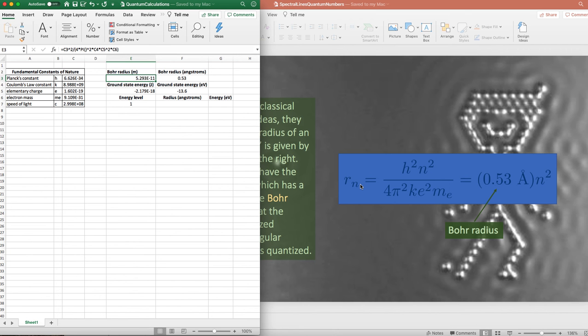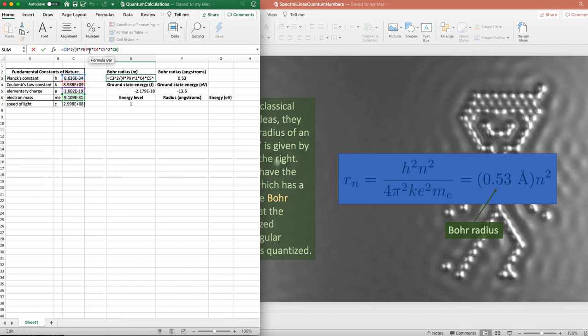So n equals 1. And so to calculate it, we need to take Planck's constant and square it, divide by 4 pi squared k e squared me. And so that's what I've done here in the formula. So C3 is Planck's constant. Let me click on it. Okay. C3 is Planck's constant.